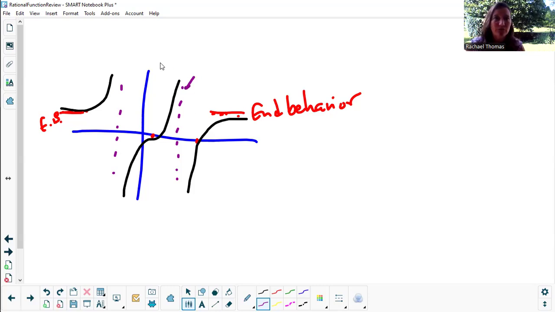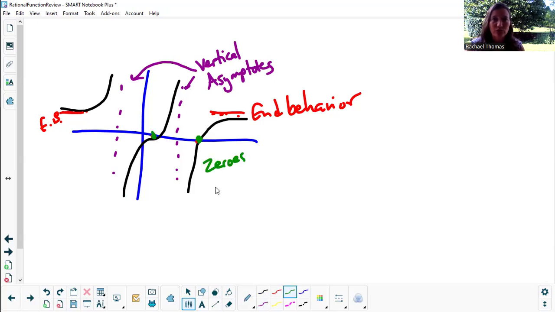These would be our vertical asymptotes, lines that the curve gets close to, and the zeros, the places where the graph either touches or crosses the x-axis. You might call these roots. You might call them x-intercepts. Okay, zeros is the word that I'm going to use.